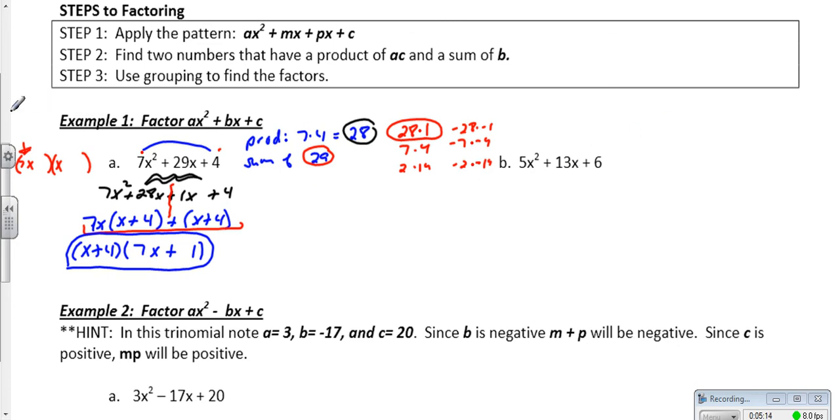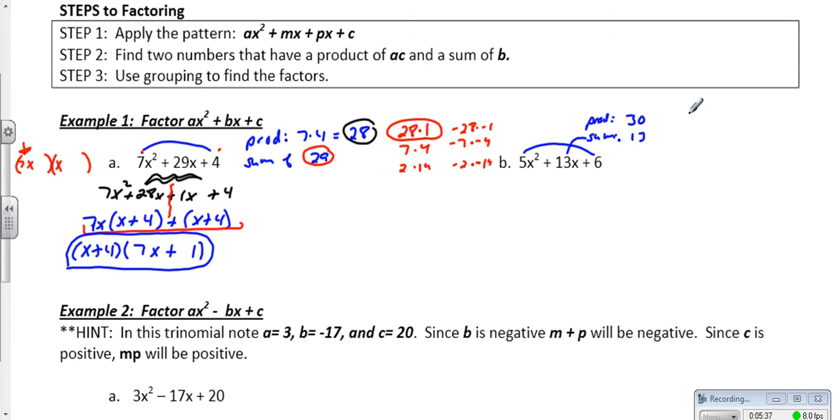Okay, same process. We say I'm going to take 5 times 6, my first term and my last term, I get 30. So the product is 30, all right? And it has to have a sum of 13. That's this part right here. Okay, so what are they? Well, let's take a look at it.